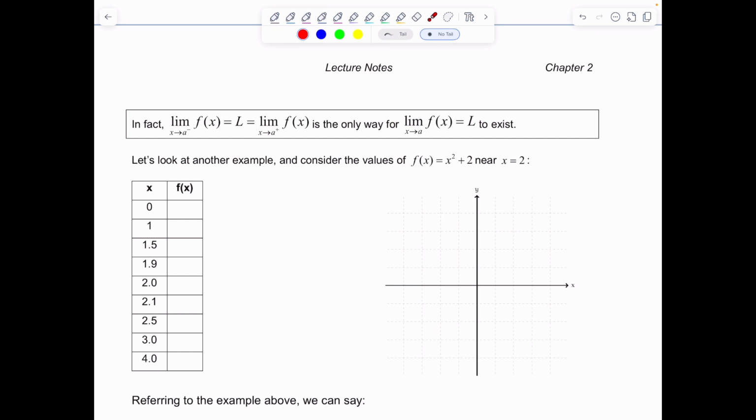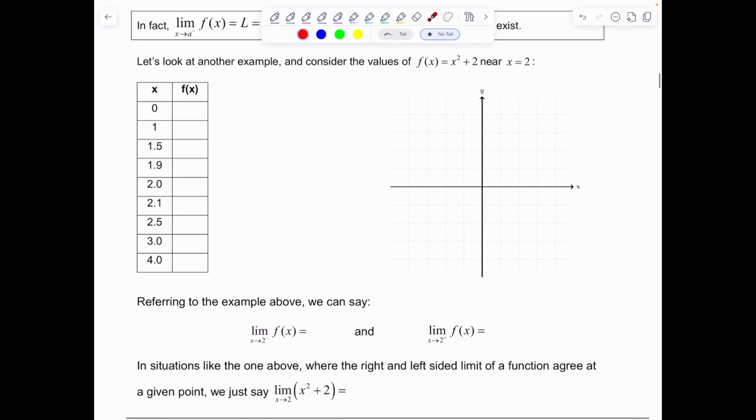This time, I'm going to actually give you the equation for the function. We can put the graph together ourselves, and then we'll complete the table as well. All right? So we're going to work with f of x equals x squared plus 2 near x equals 2. Let's just complete the table first, and then we can put the graph together.